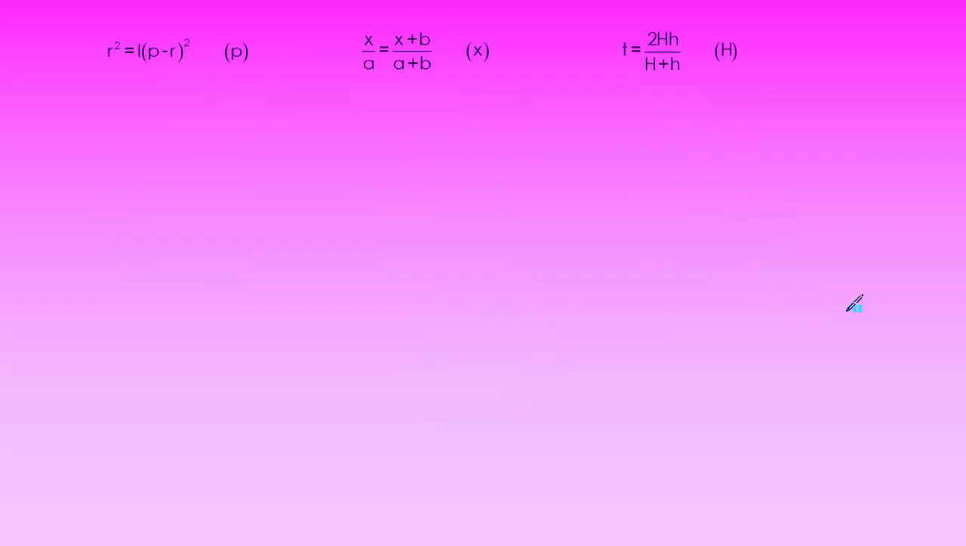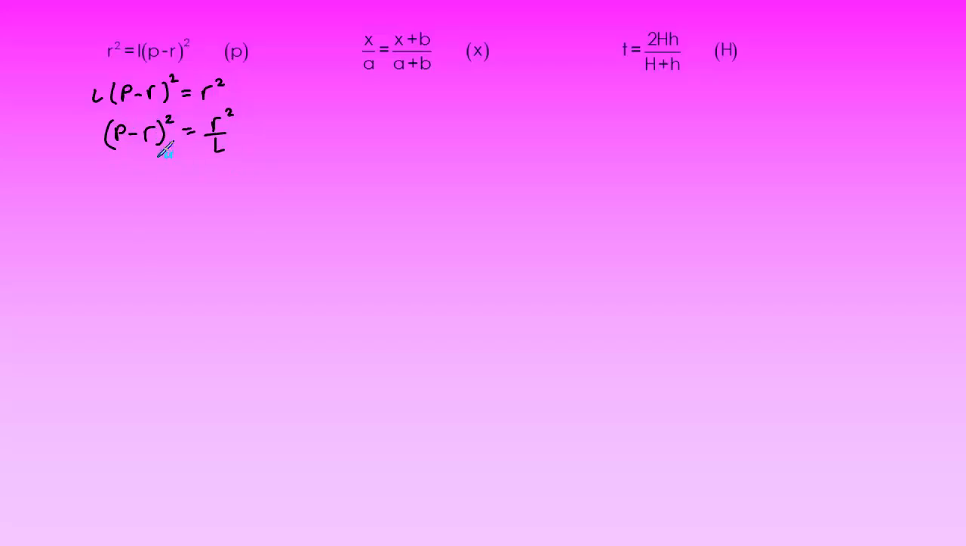Now some of these can get quite difficult, but it's just a case of being systematic. So here we have r squared is L, p minus r all squared, and we want p. So L p minus r all squared is equal to r squared. Now the first thing I'm going to do is take the L to the other side, so dividing both sides by L.